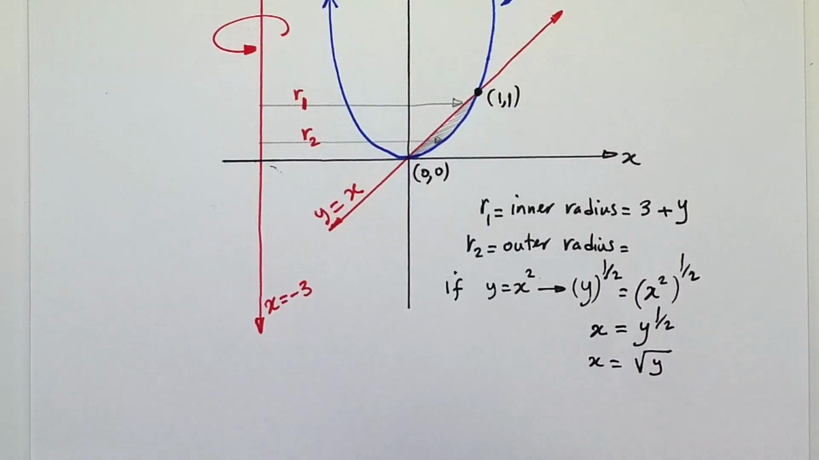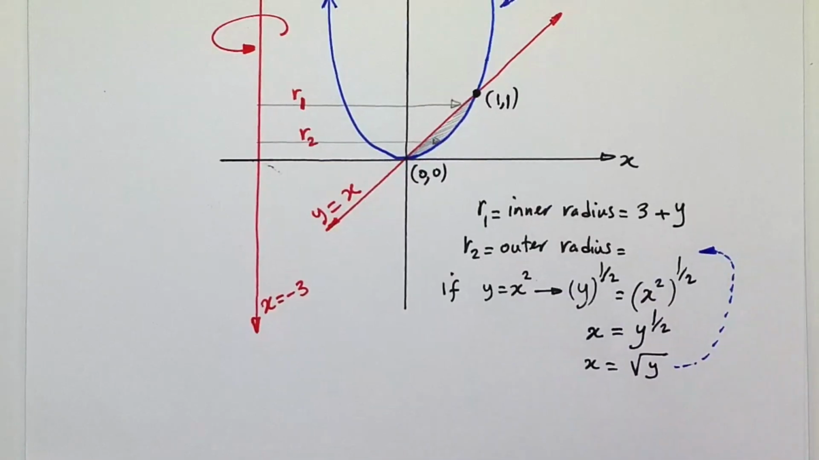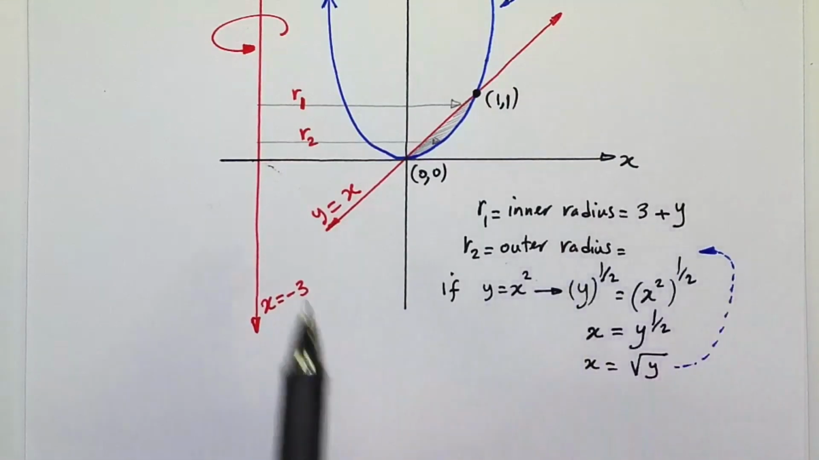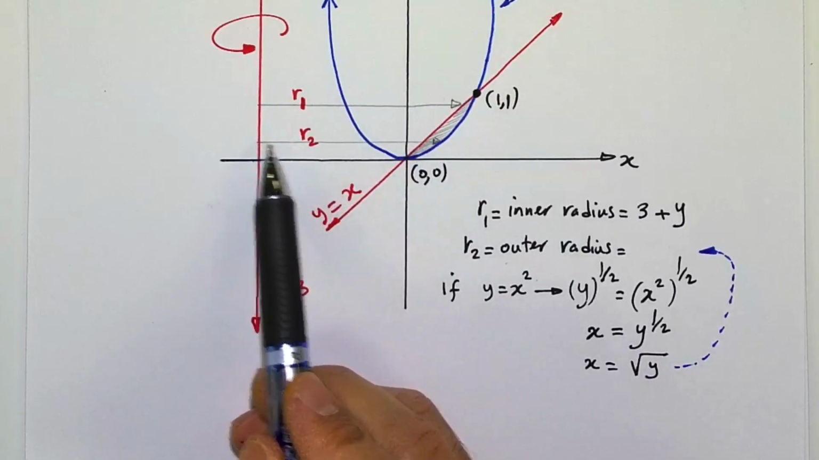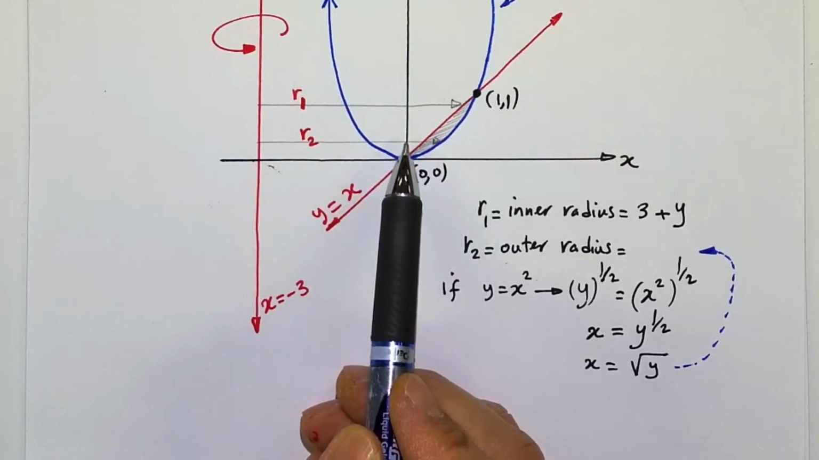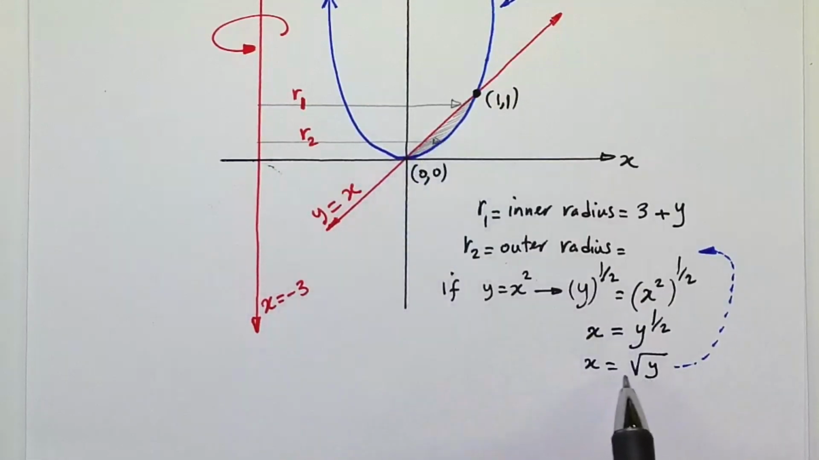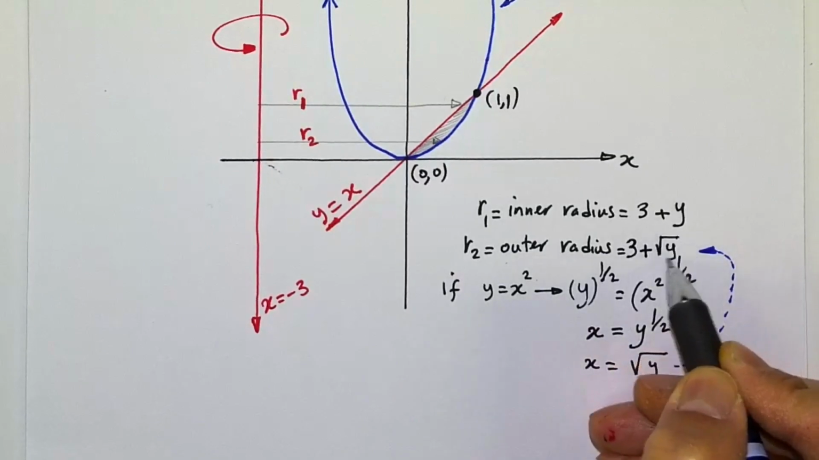Okay, so then using that, we can bring this information up here and use it in setting up the outer radius. So that would be 3, right? The distance from the axis of rotation to the y-axis is just 3 units, plus that distance x from the y-axis to the curve, and that would be the square root of y. So this would be 3 plus the square root of y.